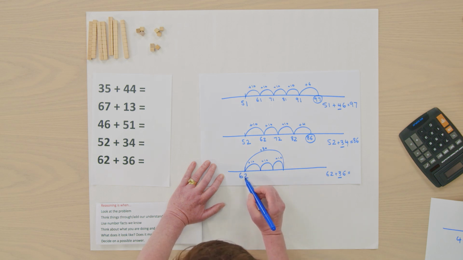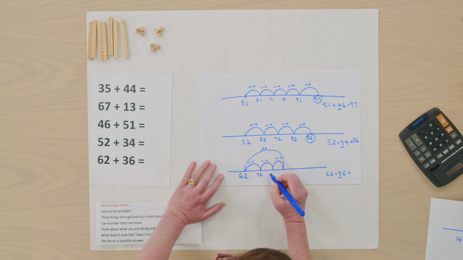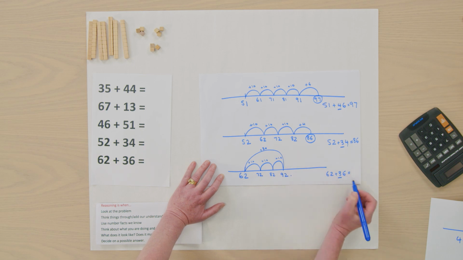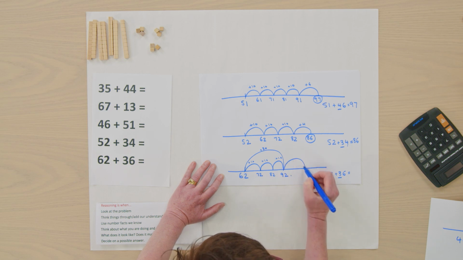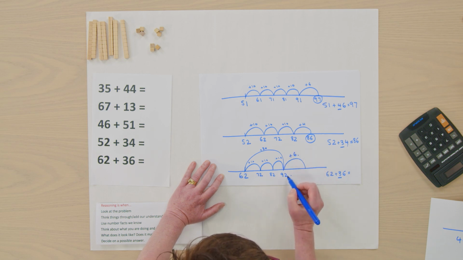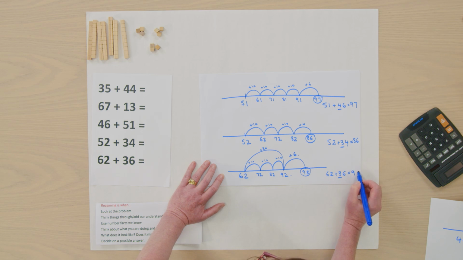So, if I jump by 10 from 62, I get 72. By 10, I get 82. And by 10, I get 92. So we've done our tens. What about our ones? Let's add our 6 ones, and we have 2 and 6 make 8, and our 9 tens, we have 98. Oh, gee, that's very close to 100, isn't it?